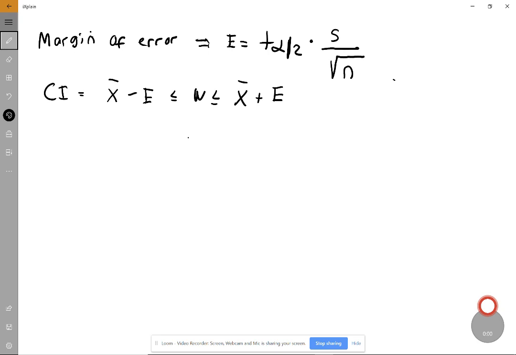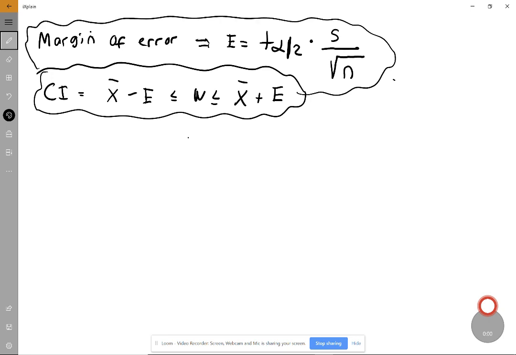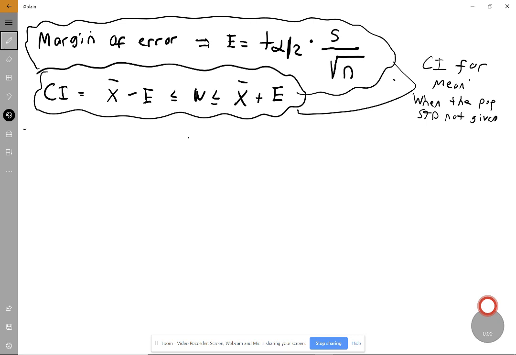Okay. So this is the formula for the confidence interval for the mean when the population standard deviation is not given. In fact, this formula will be a part of this. Do not forget these two formulas here. Confidence interval for mean when the population standard deviation is not given. Okay. Well, let's go over a problem to understand it.